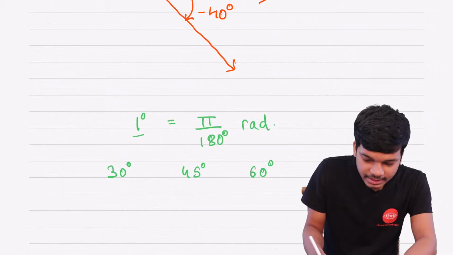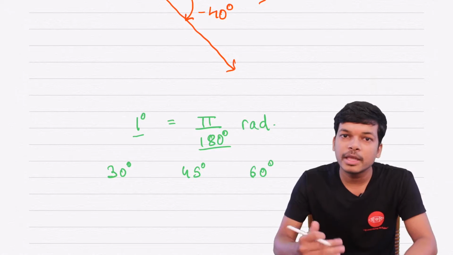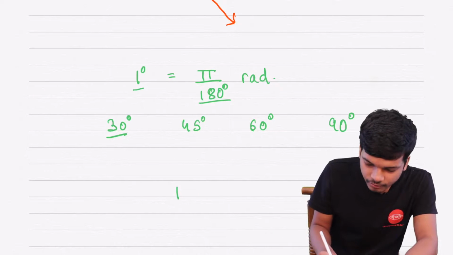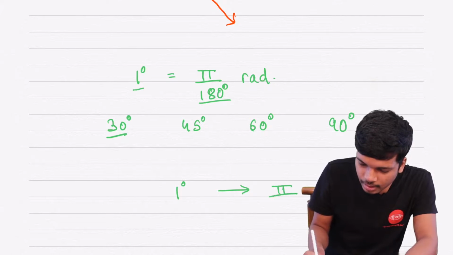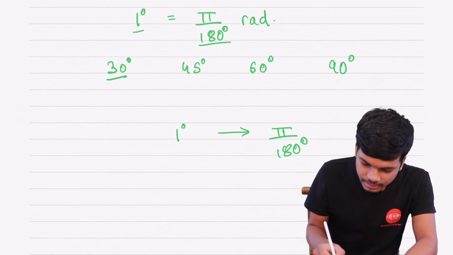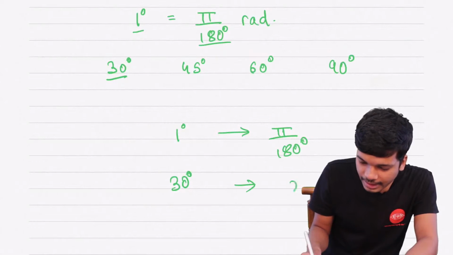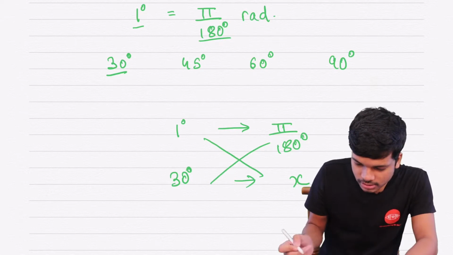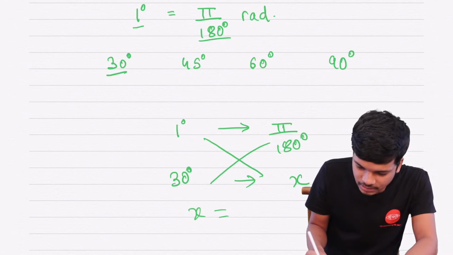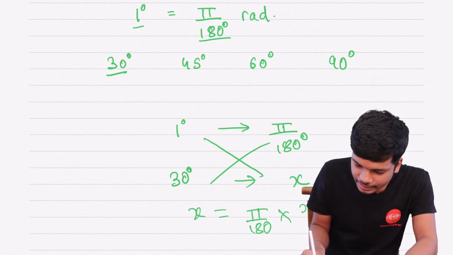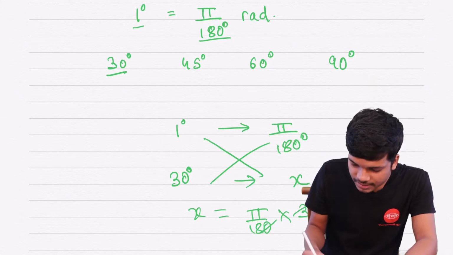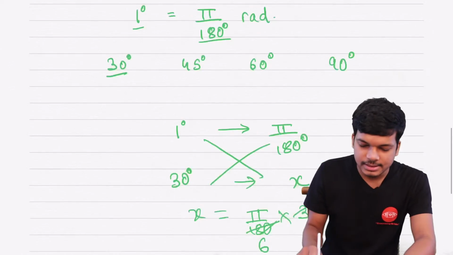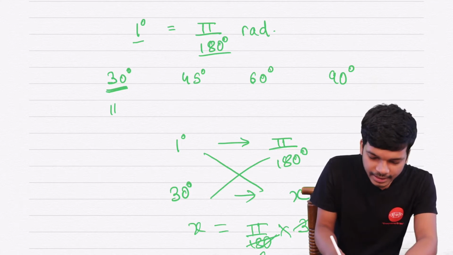So you know that 1 degree is equal to pi by 180 radians, then by using the unitary method you can calculate for 30 degree. So we know that for 1 degree we have pi upon 180. Then for 30 degree, what will we have in terms of radians? What you have to do is cross multiply this. So you have x is equal to pi upon 180 into 30. Here 3 ones are 3 and 3 sixes are 18. So you have x is equal to pi by 6. So for 30 degree we can write pi by 6.